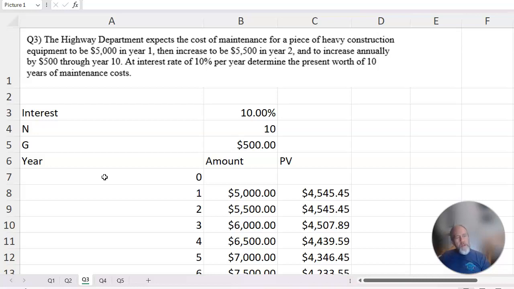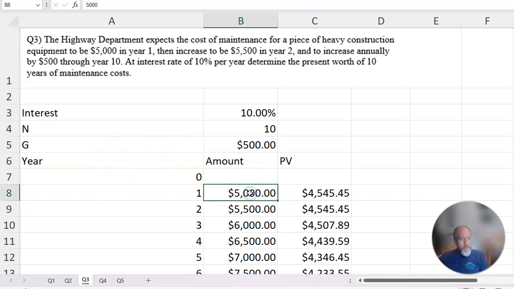Highway department expects the cost of maintenance for a piece of construction equipment to be $5,000 a year. Then it increases to $5,500 a year for year 2, and it's going to go up by $500 a year through year 10. It's a gradient. Interest rate 10%, 10 years of maintenance. So we now got a G, a gradient amount. That's $500. So if you looked at this, what would happen here?